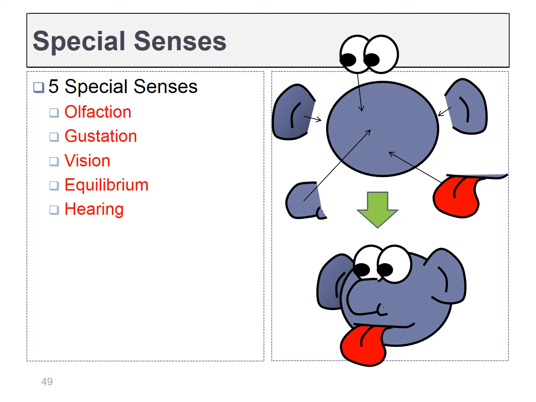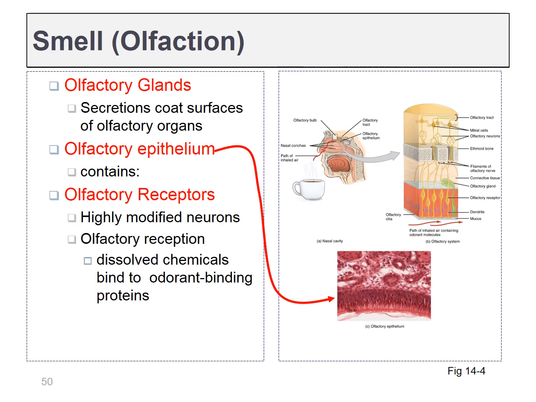The special senses are those that require extra organs to help the dendrites of the receptor cells to convert information from outside of the body into action potentials. Our special senses include smell, or olfaction, taste, or gustation, vision, equilibrium, and hearing. Let's start with the sense of smell.